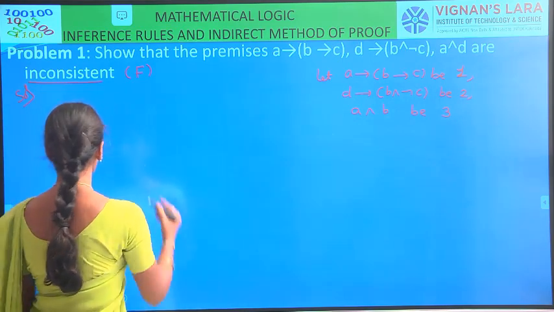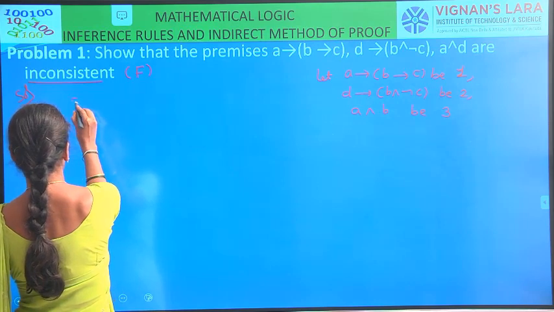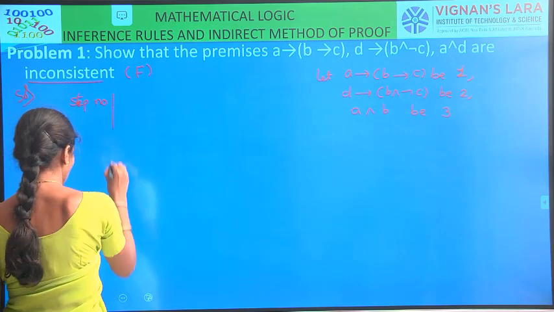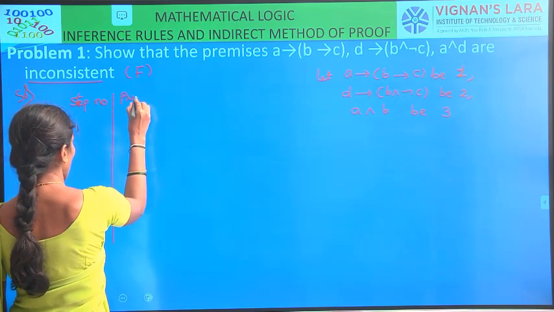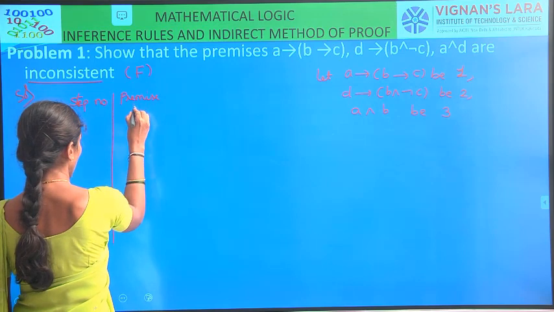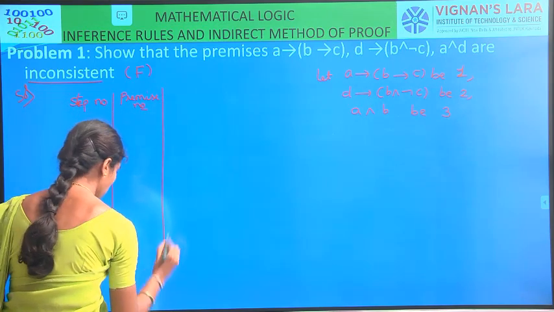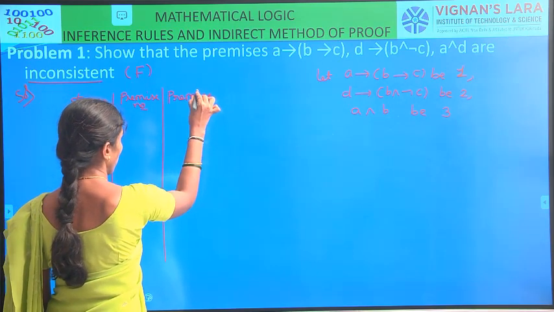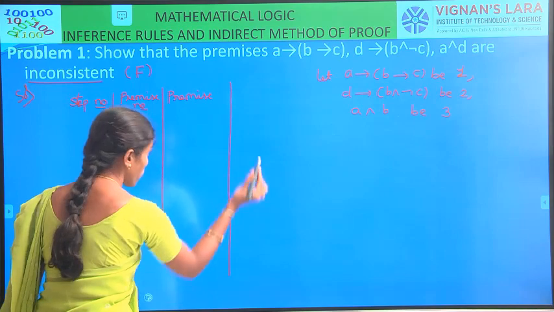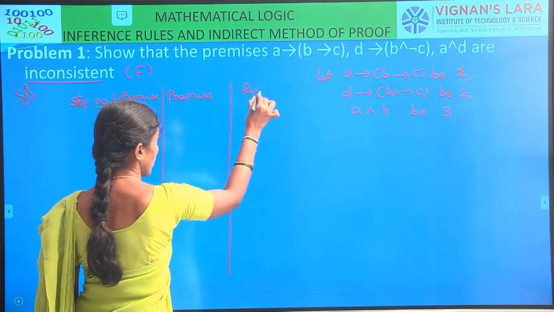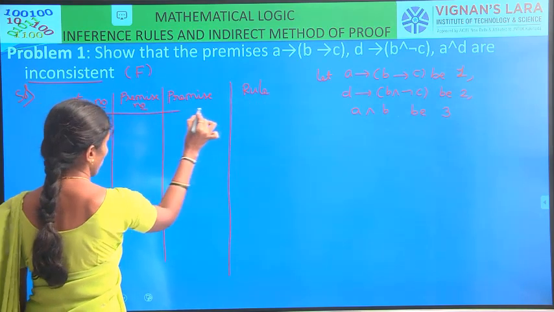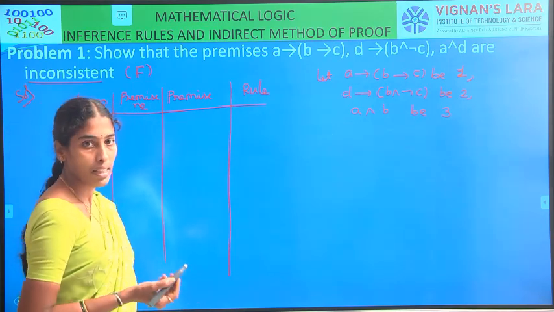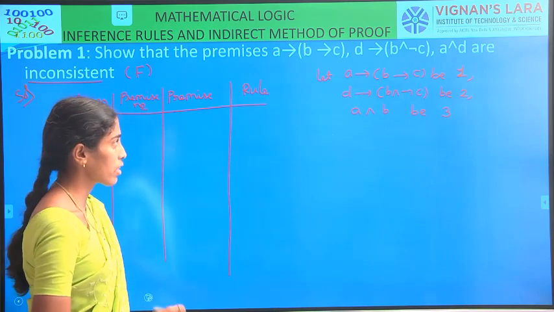Why we are giving the order is to derive that the given set of premises is inconsistent. So as per our convenience we are giving 1, 2, 3. Now going to the solution, we take step number, next, premise number, next, premise. By using which rule we are writing the premises? So rule. Right, step number 1. Here we are finally saying that the given set of premises is inconsistent.